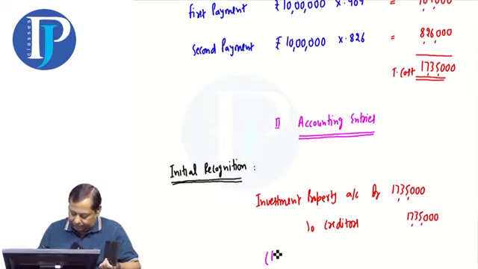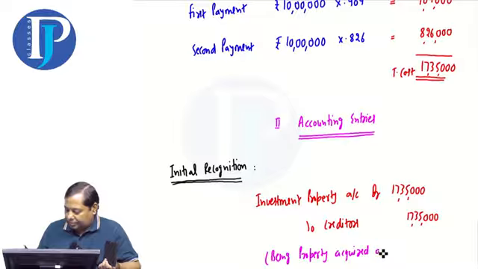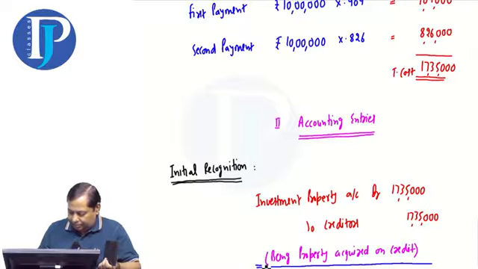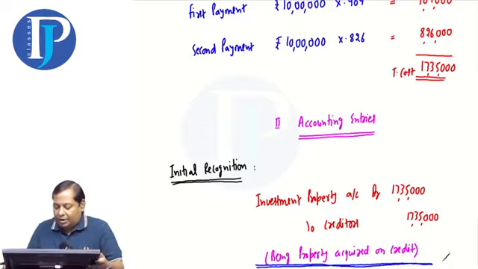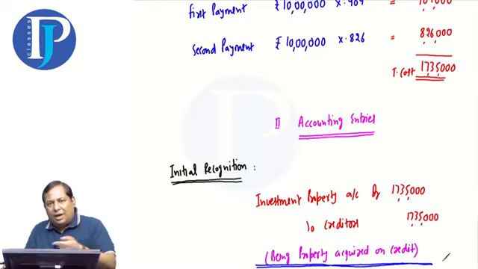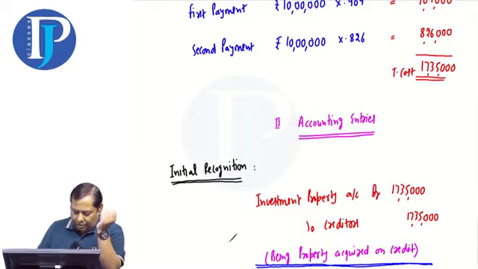And being property acquired on credit. So when is the first payment due? The first payment is due in 1 year, so you will have to pay interest on 17,35,000. So come with me, I'm taking you all to the next page.